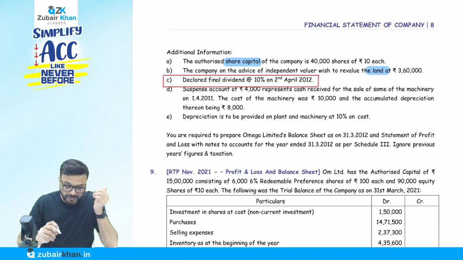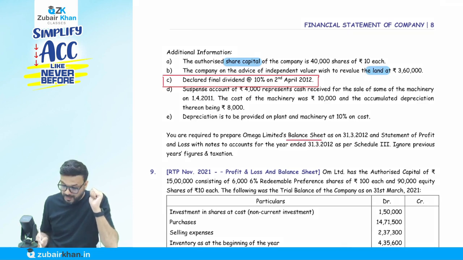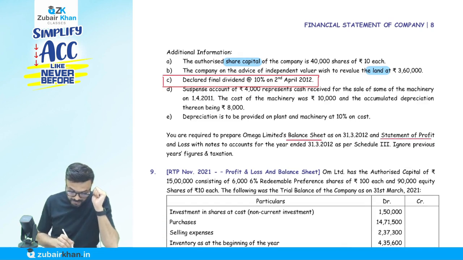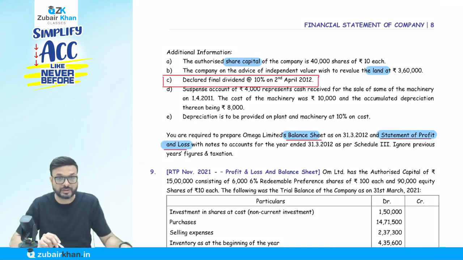They ask us: you are required to prepare Omega Limited's balance sheet as on 31st March 2012 and the statement of profit and loss with notes to accounts. So we have to prepare the balance sheet and the profit and loss account. We will draw a format first, and then I will discuss each and every point.